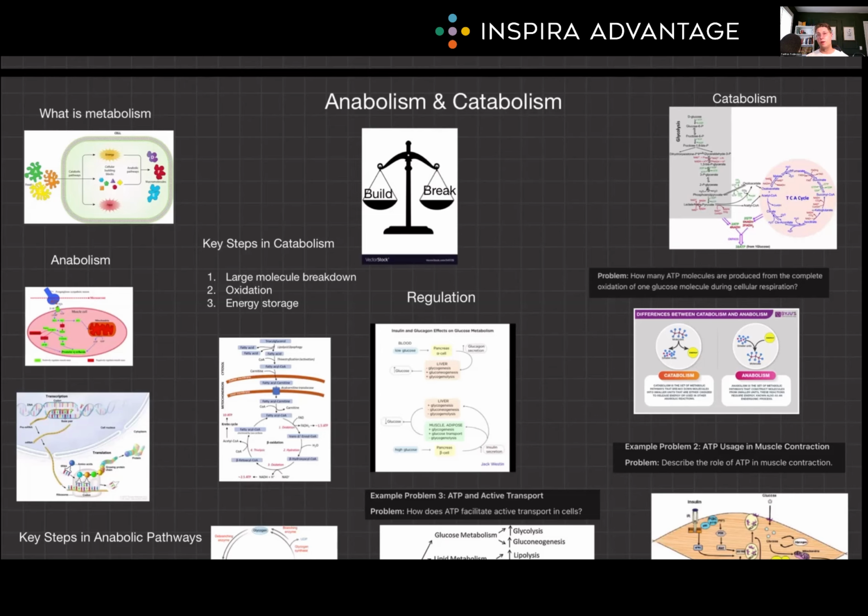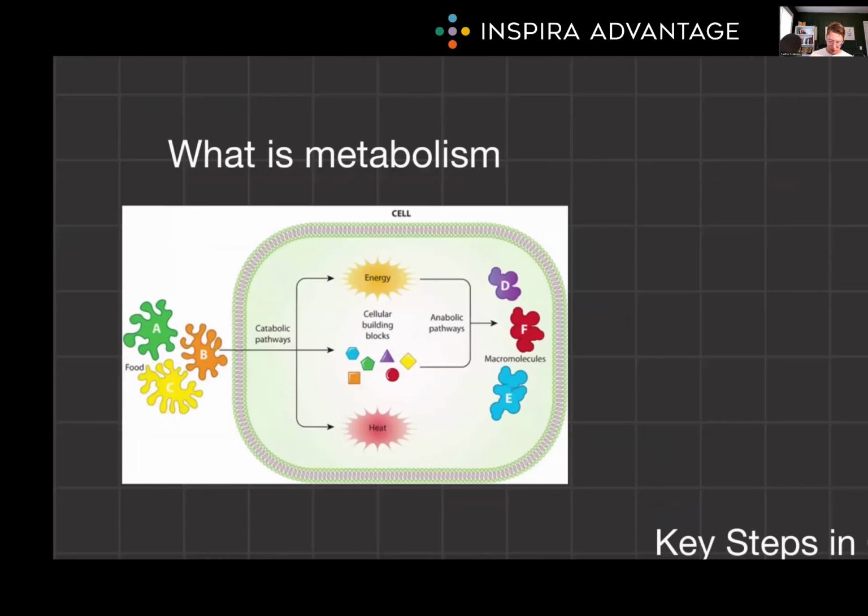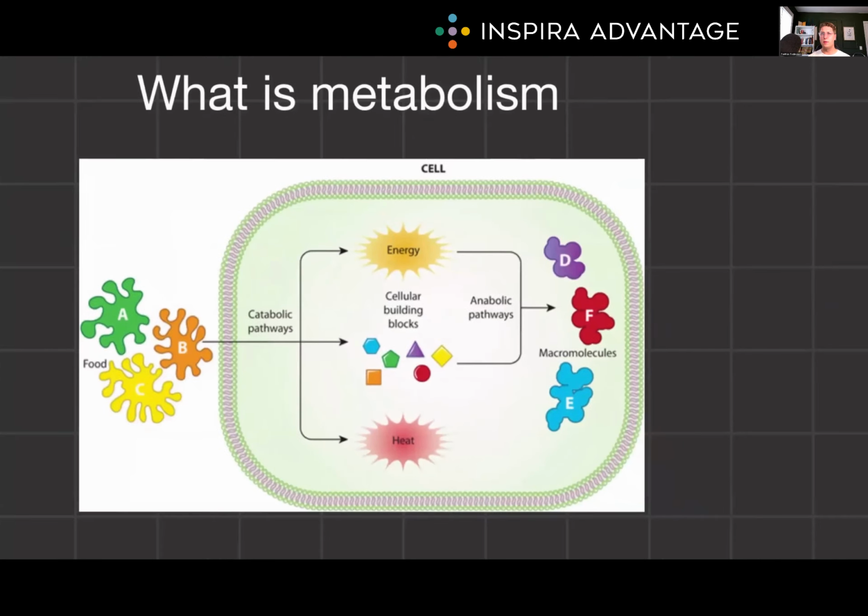This is going to be very helpful for both the Chem Phys and Biochem sections of the MCAT. Truly, these concepts are tested in some form or another around 20 points on the MCAT. So we want to make sure we absolutely understand metabolism, and that means understanding catabolism and anabolism. So let's start broad here with what is metabolism.